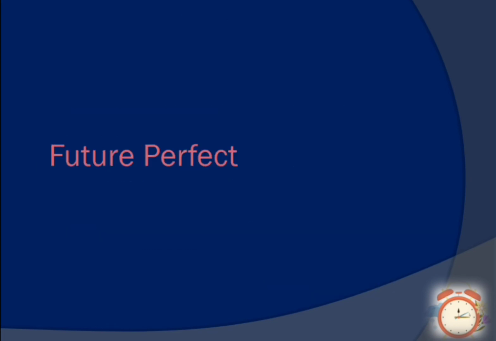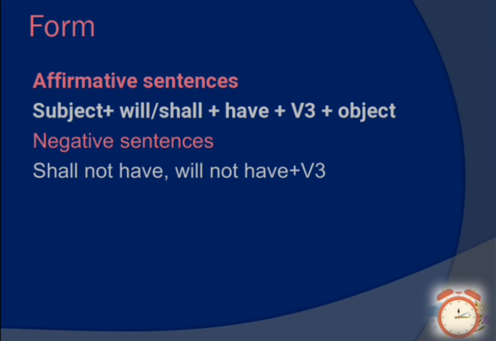Future perfect. Affirmative sentences. The main auxiliaries will and shall, and with that we will use have. Now here one point to remember is that we will not use has auxiliary. We will always use have with will and shall. Then as it's future perfect tense, so the form will be third form of the verb and after that object. For the negative sentences, the structure will be shall not have, will not have, and third form of the verb.